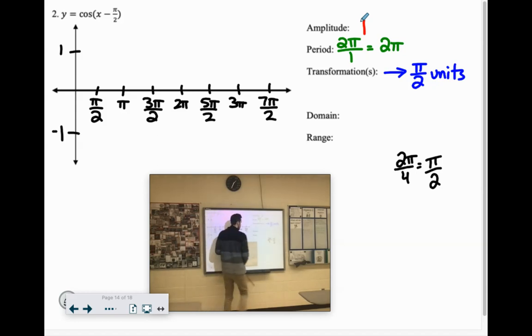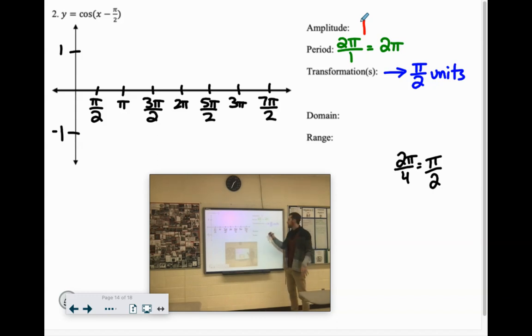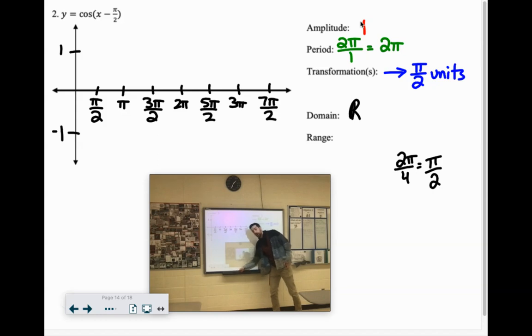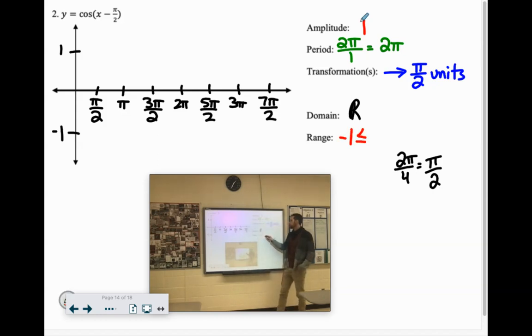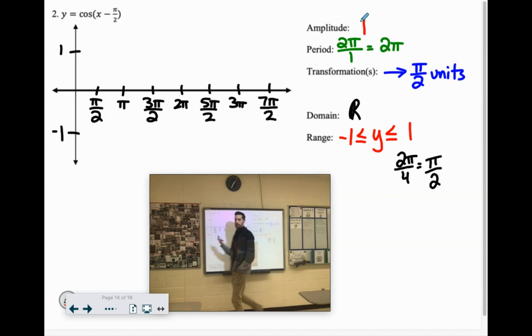So we can already fill out our domain and range. Our domain, the x values, it's going to be all real numbers for these. The range, the y values, the lowest we go is -1, less than or equal to y, less than or equal to the highest we go, which is +1. We're ready to graph it.